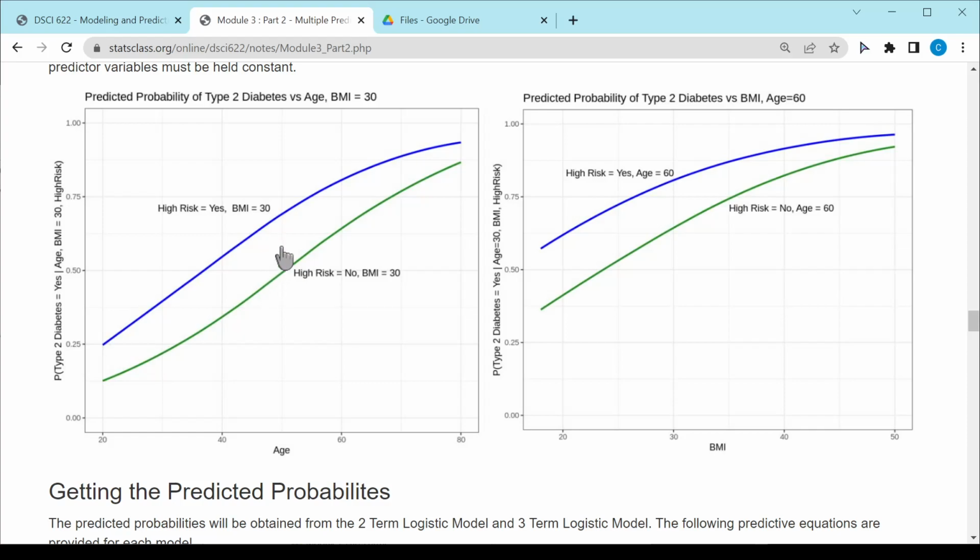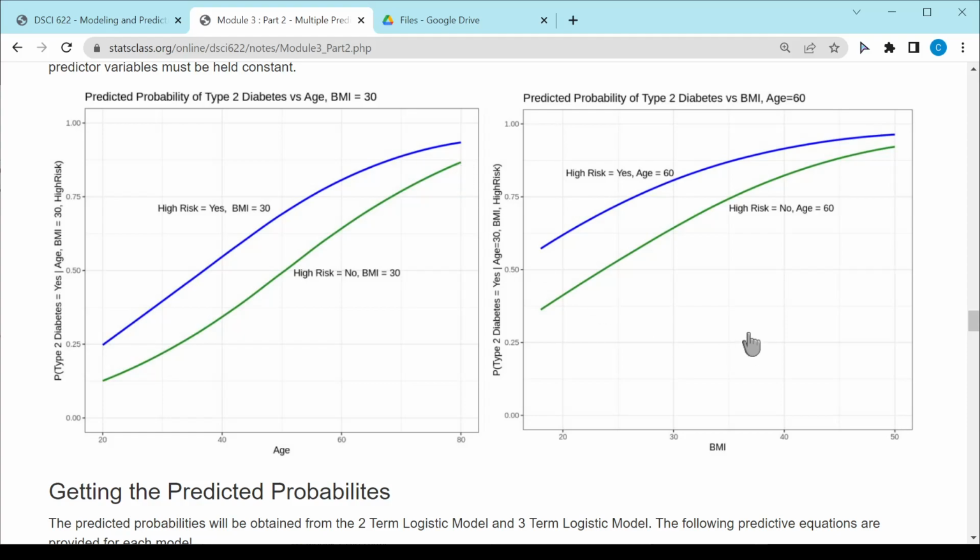Now that jump is not consistent because this is a nonlinear transformation of that function. So over here, when the age is really high, the impact of being in the high-risk group is less, because age has kind of taken over and is causing the predicted probabilities to be quite high.